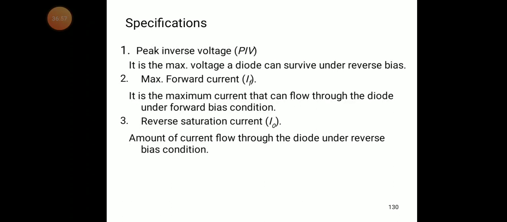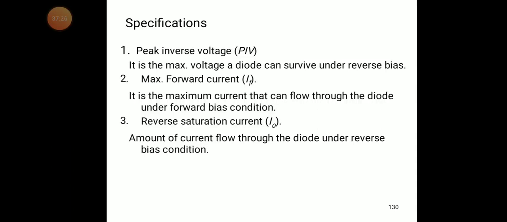The next one is the maximum forward current. What is the meaning of maximum forward current? What maximum amount of current will flow through the diode? It is the maximum current that can flow through the diode under forward bias condition, so that is called the forward current.